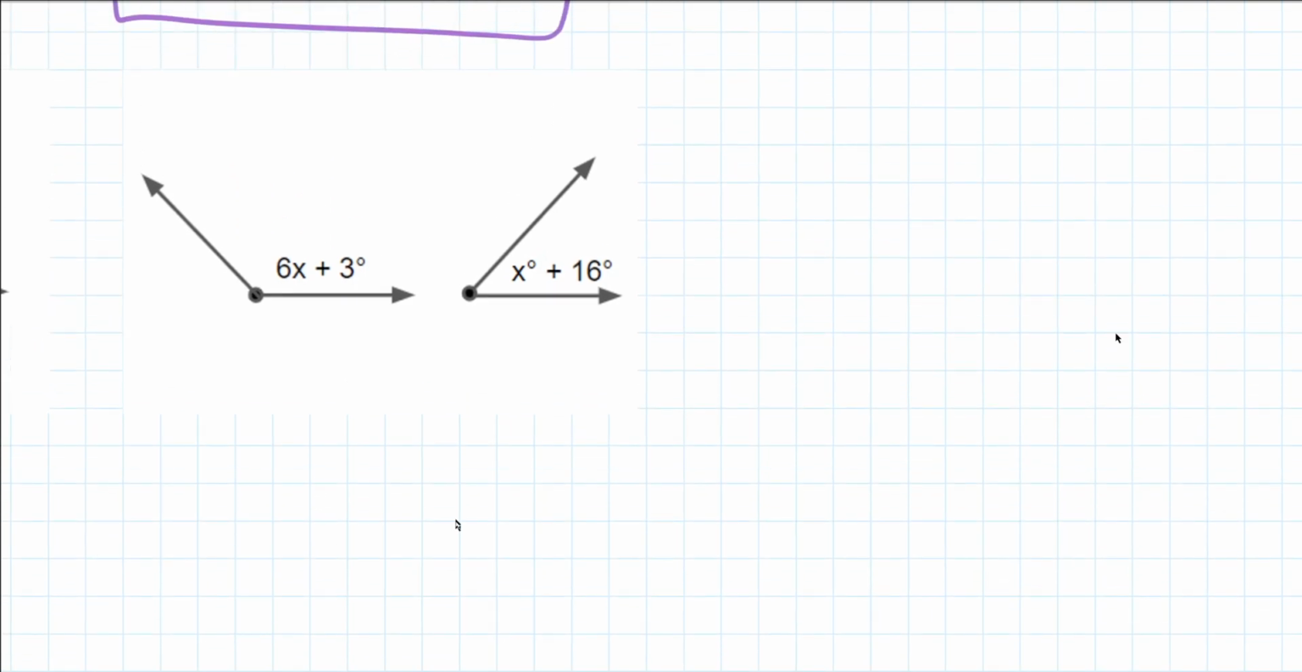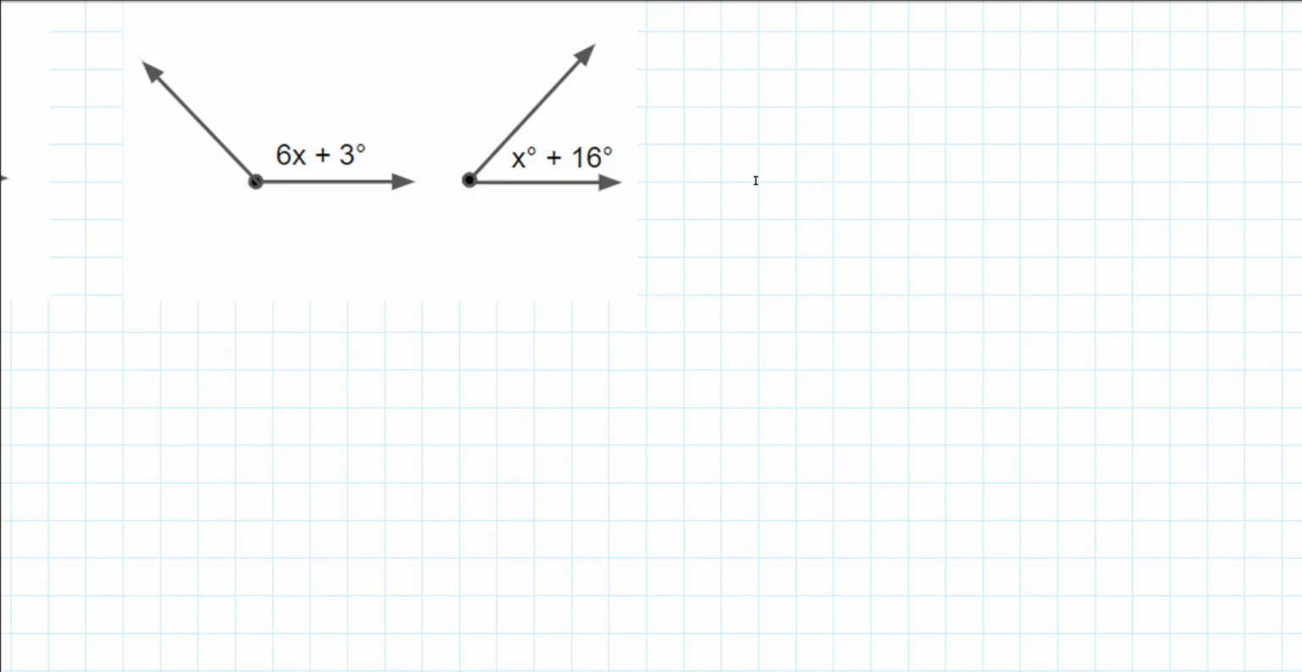These angles are supplementary. Not because they look supplementary, but because I was just told, hey, these angles are supplementary. Now solve for x. Okay? If they're supplementary, right now I can't do anything because there's no equal sign. There's no 6x plus 3 equals blah, blah, blah. x plus 16 equals blah, blah, blah. But because they're supplementary, I can say that if I add them together, they will equal 180. All of a sudden, now I've got that equal sign. Now I'm in business. Now I can solve.